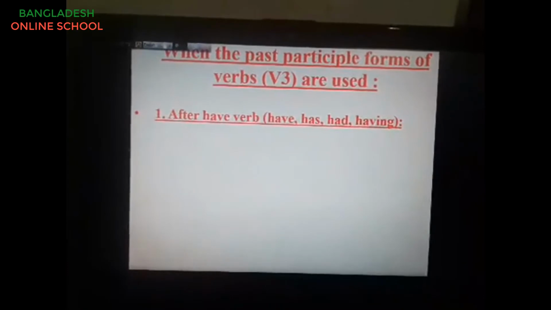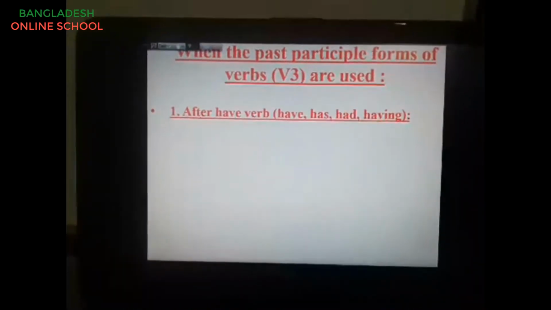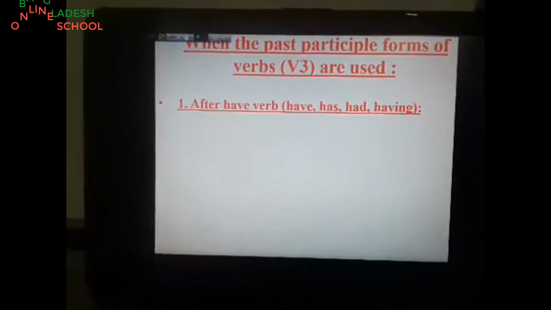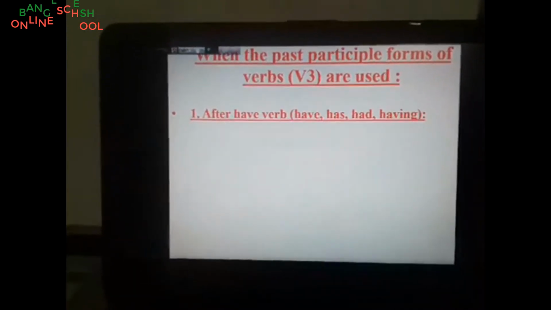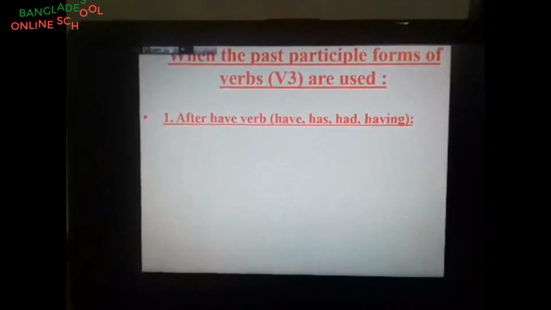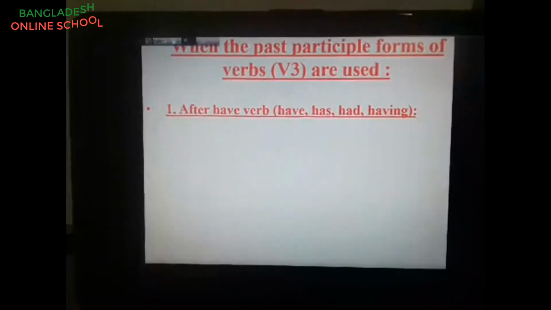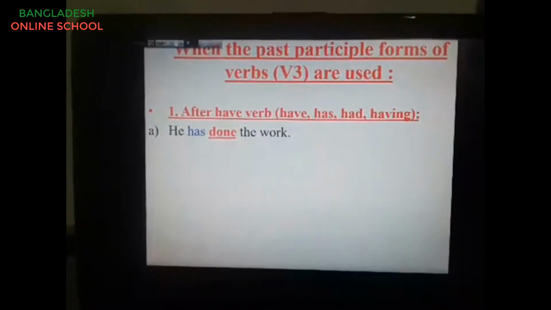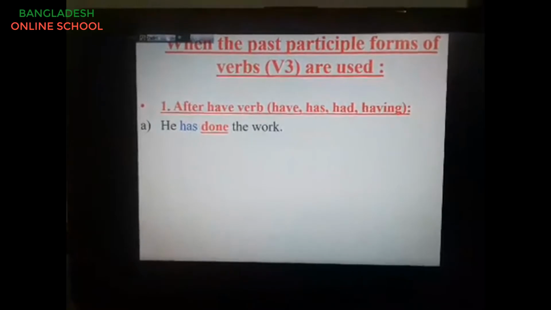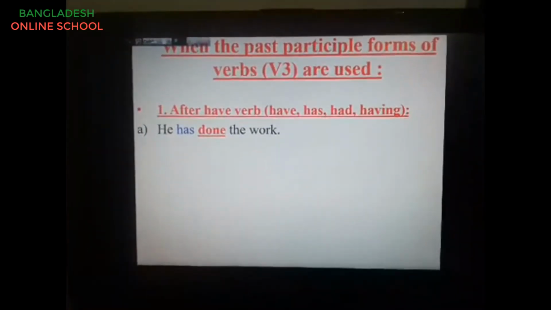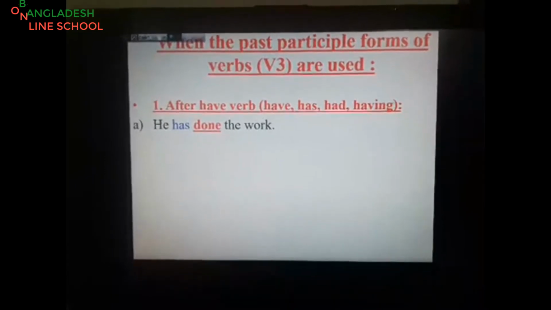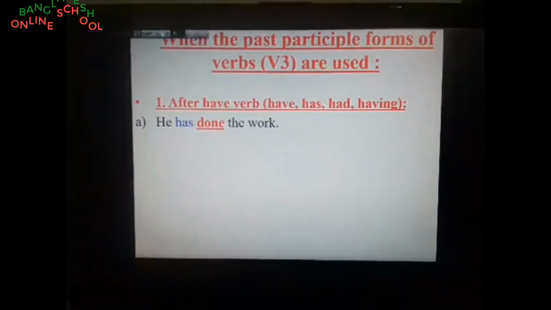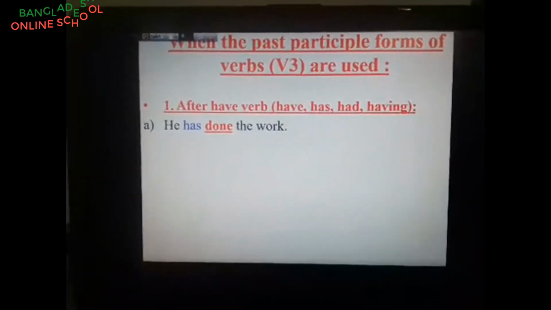You see, point 1, past participle after have verb, that is have, has, had, having. After these verbs past participle forms of verbs are used. You see, example, he has done the work. This sentence is present perfect tense, but there is a word has. After has, done is used because after has past participle form of verb will be used.